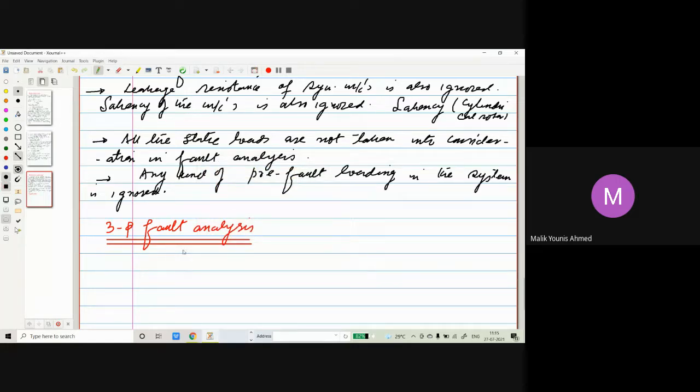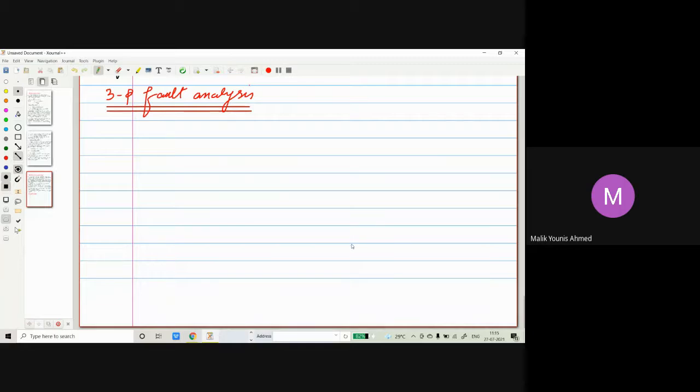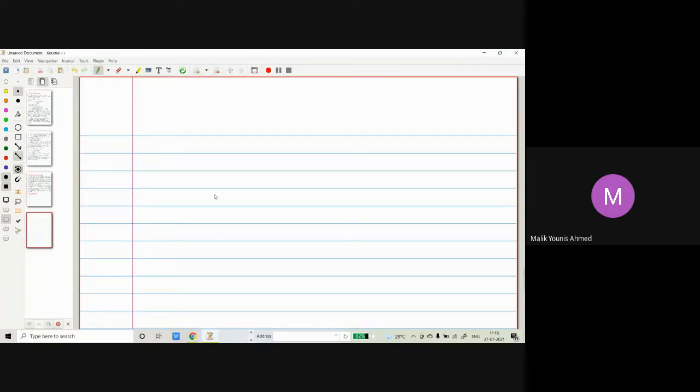Okay, three-phase fault analysis. In order to do that, let us go to the next page only, because we have to draw a diagram. So three-phase fault analysis, how do we do it? We'll write the heading here again. Three-phase fault analysis.